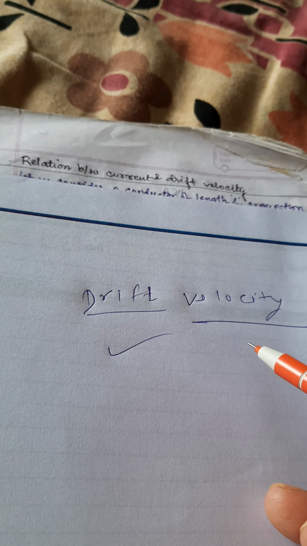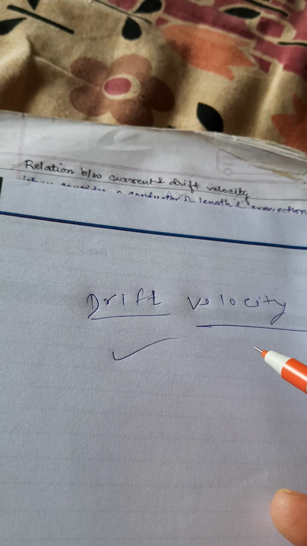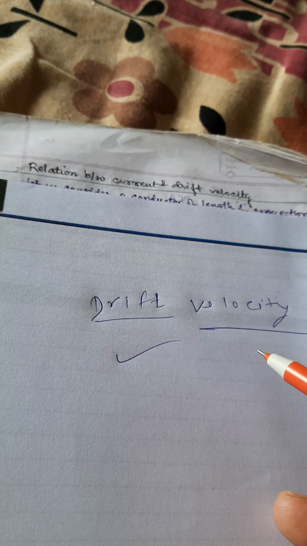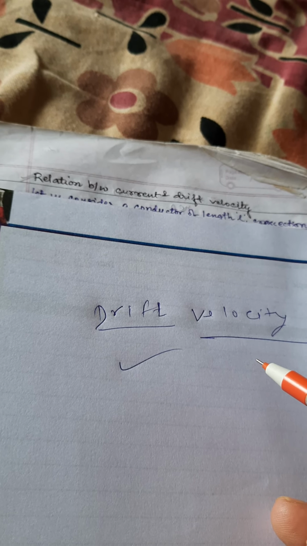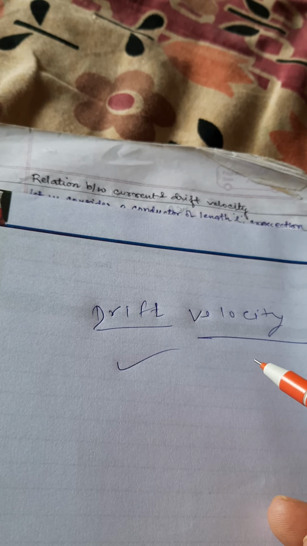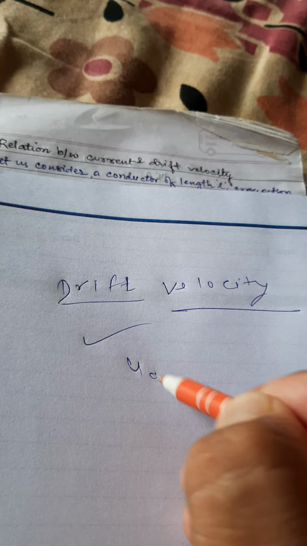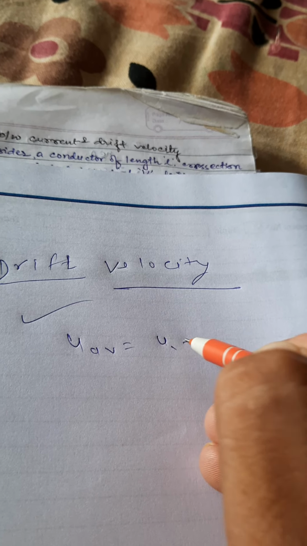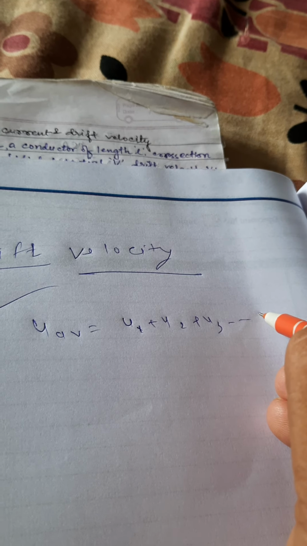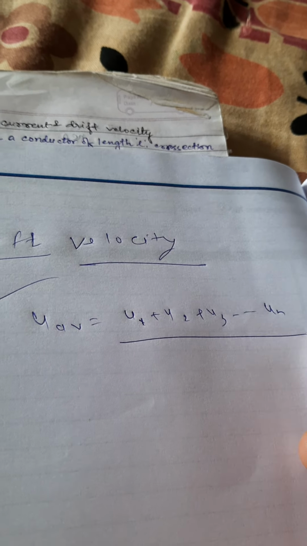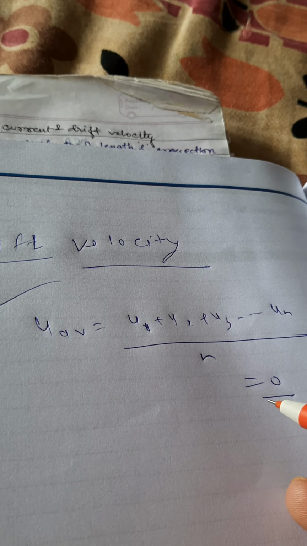In any portion of the conductor, the thermal speed is of the order of 10^5 to 10^6 meter per second at room temperature. Remember it. So the average thermal velocity of the total number of free electrons in a conductor becomes 0. That is, u average is (u1 + u2 + u3 + ... + un) upon n, and this becomes 0, right?